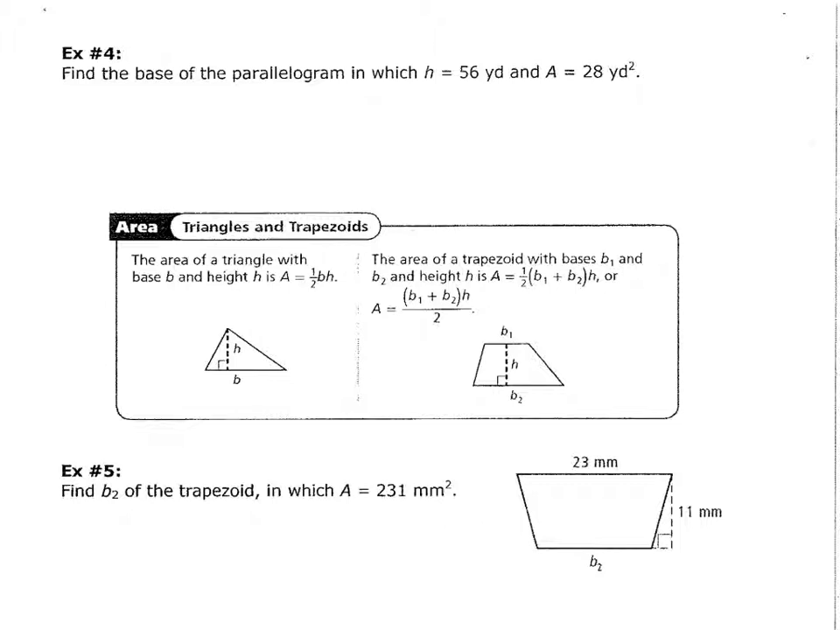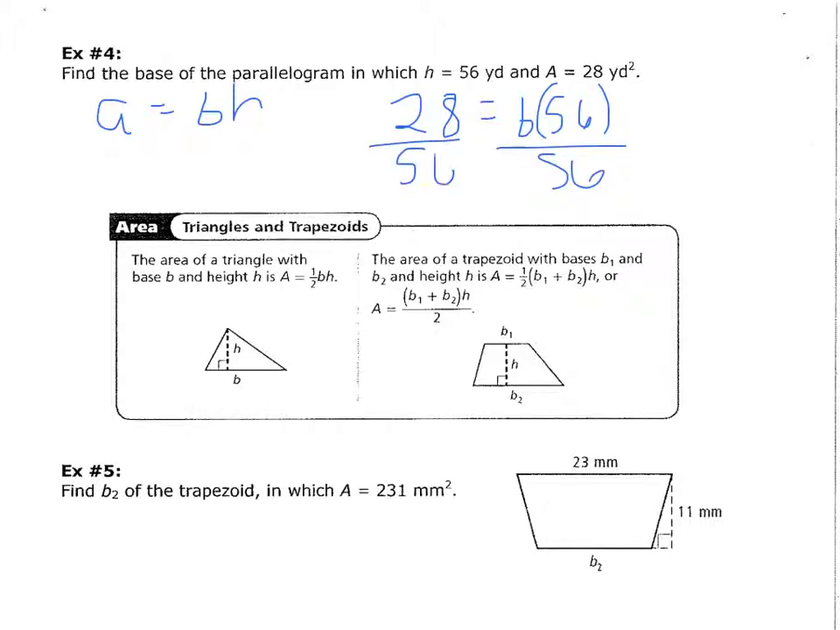Alright, the last example we're going to do today is example number 4. It is find the base of the parallelogram in which your height is 56 yards and your area equals 28 yards. So once again, we're just going to be plugging things into your formula, area equals base times height. We know your height and your area, so let's plug that in. So we have 28 equals your base times your height, which is 56. Okay, let's solve for your base. So we're going to divide each side by 56. So, of course, your base is going to be equal to 1/2.